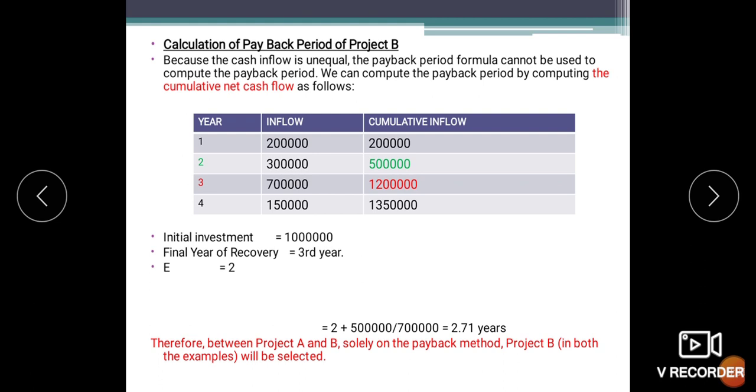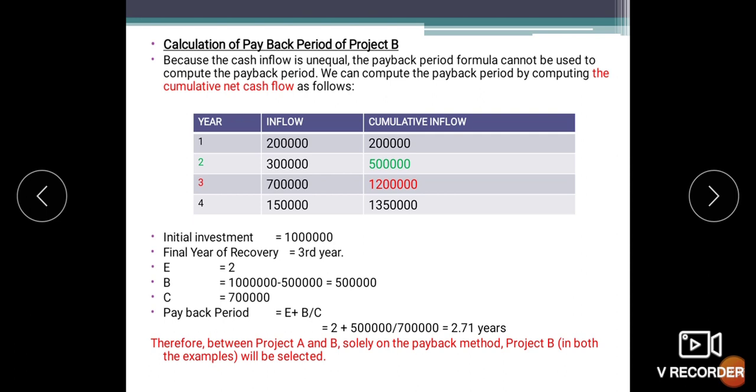B is the balance amount to be recovered. In the second year the cumulative is 5 lakh rupees. The balance amount to be recovered is 10 lakh minus this 5 lakh, we will get 5 lakh rupees. And C is the cash inflow in the final year of recovery. 3 is the final year of recovery and the cash inflow is 7 lakh. So C is equal to 7 lakh. Now it's very easy to calculate the payback period. Payback period is equal to E plus B divided by C. E is 2 and B is 5 lakh divided by 7 lakh. It is 2.71 years.